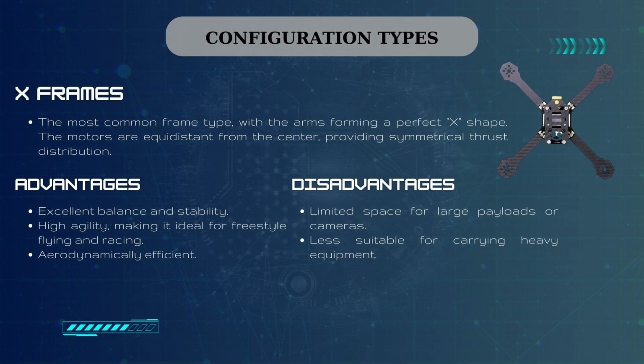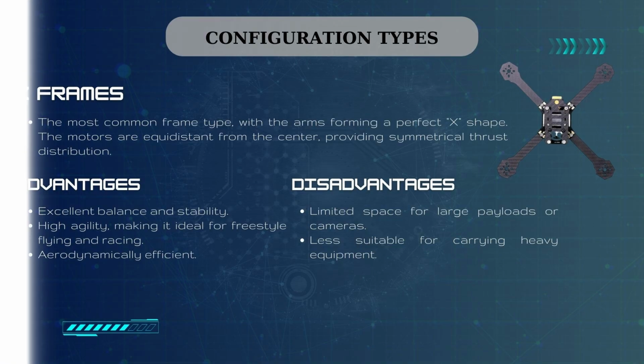In the X-frame, one of the quadcopter configuration types, the drone frame is in an X shape and the engines are equal and distanced from the center. The drone balance is perfect and in a state of stability. It is very agile due to its frame type, therefore it is suitable for racing and is also aerodynamically efficient, but has limited space for large loads or cameras.